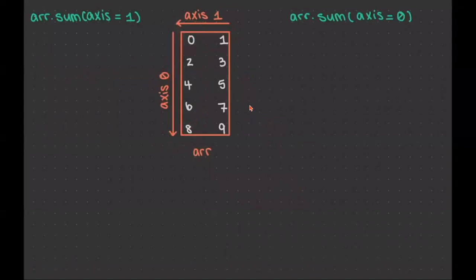The way this is going to work is we say, okay, I have 0 plus 1, that becomes 1. Then I have 2 plus 3 becomes 5. 4 plus 5 becomes 9. 6 plus 7 becomes 13. And 8 plus 9 becomes 17.